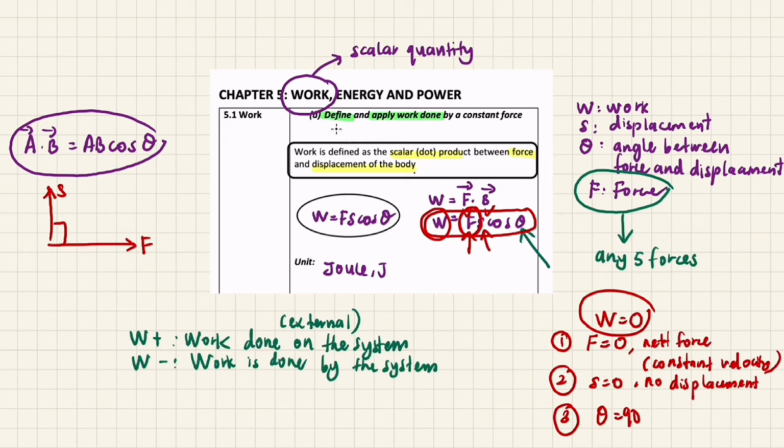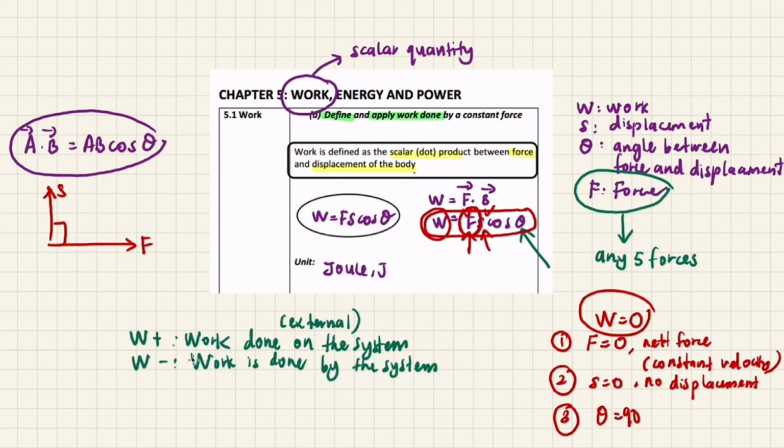So that's about work. You have to remember work is a scalar quantity, and the equation for work is W equals Fs cos theta, where theta is the angle between the force and the displacement. The force can be any 5 forces that we have studied in chapter 4.